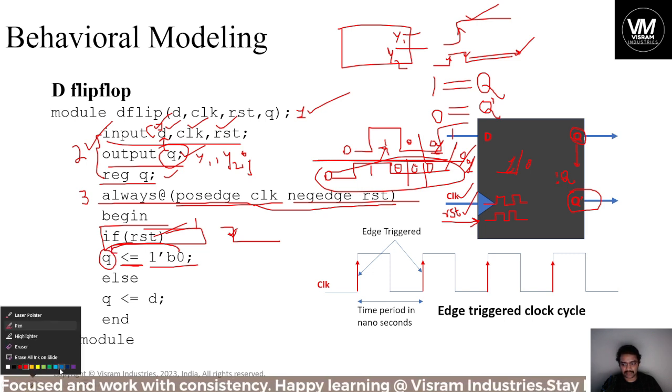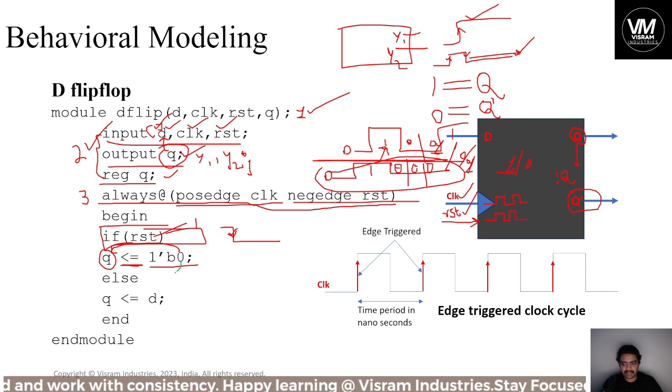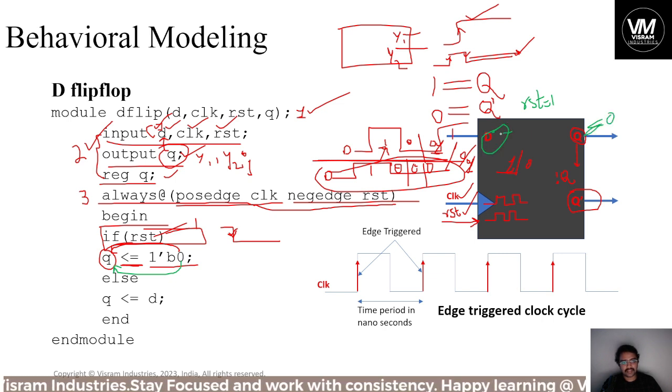I'll mention it with another color. So we are assigning a value of 0 to the Q. Now if reset is equal to 1, what happens? Then Q is equal to 0, because initial D is having no value. 0 or 1, no value. If there is no value, Q should be at position 0. We don't know whether it will be 0 again or 1 again.